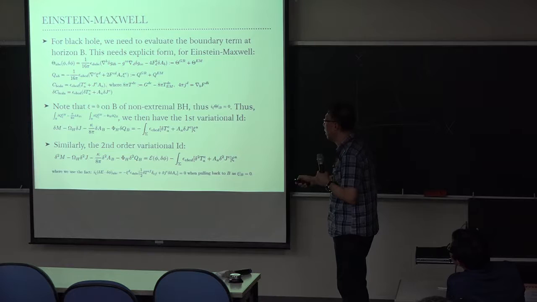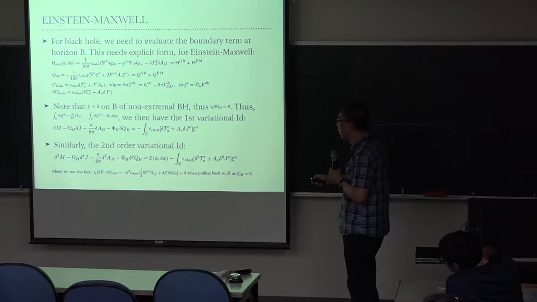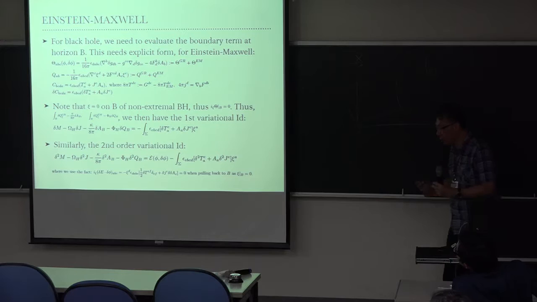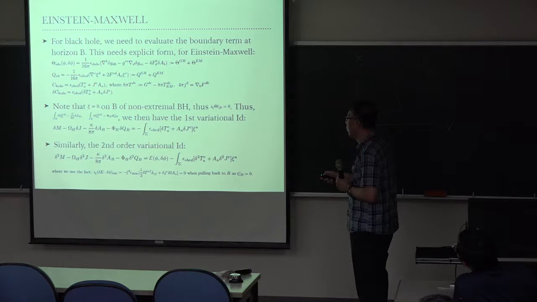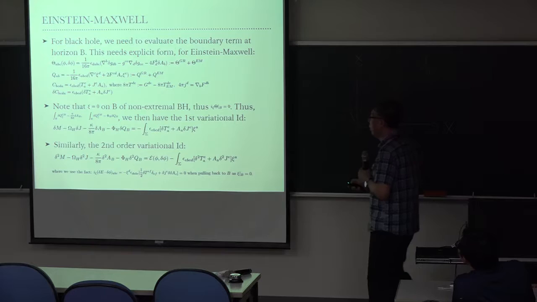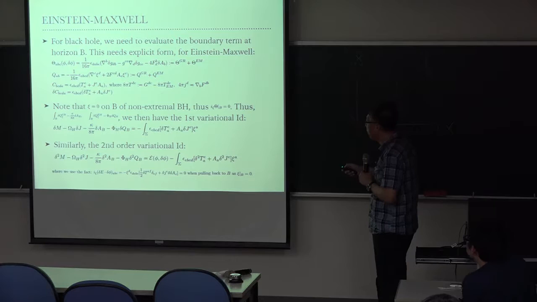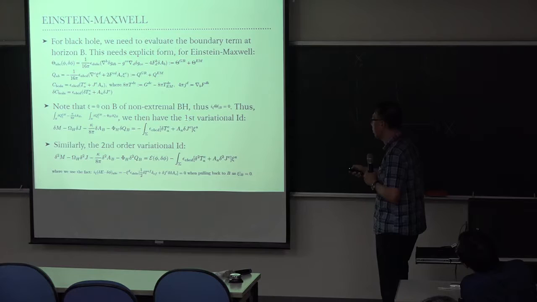Then we find that this term will give you kappa over 8 pi, or here I write kappa over 8 pi delta A_H. A_H is the area of the horizon. Delta A_H means that once you throw matter in, you have a change of the horizon size, and it is reflected in this term. And also the electromagnetic part of this conserved charge variation actually gives you the potential times the charge associated with the horizon.